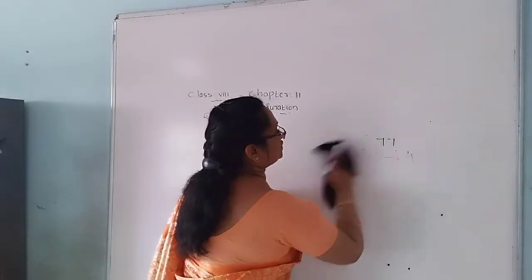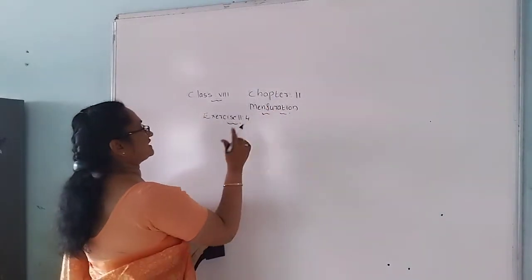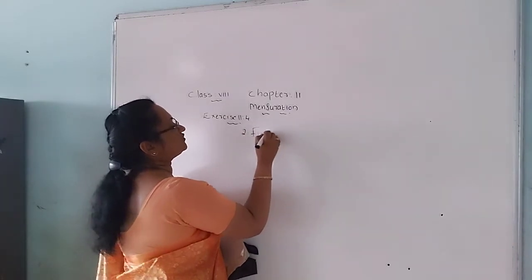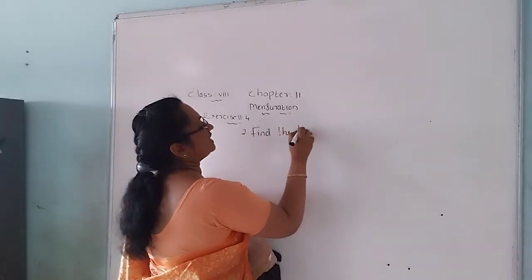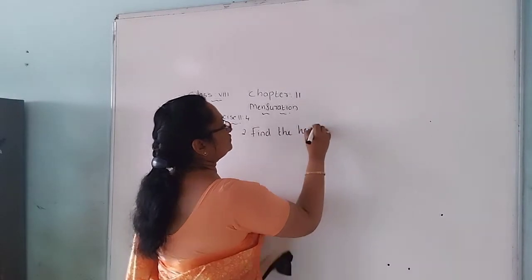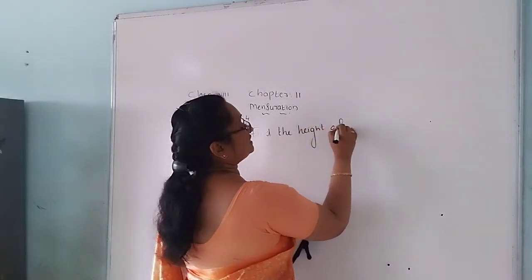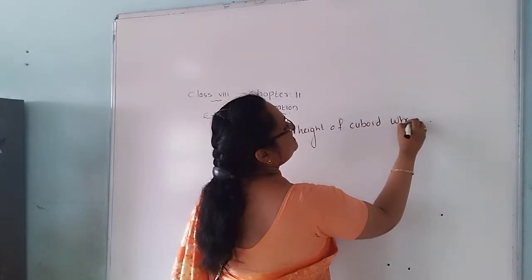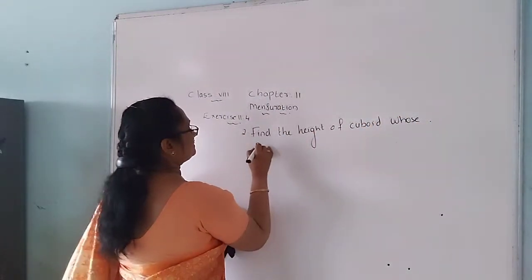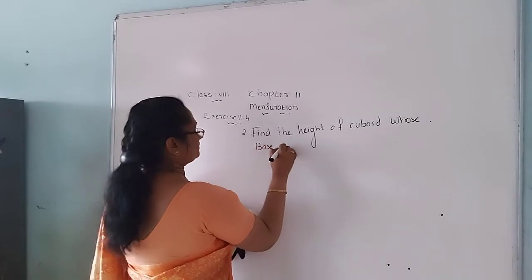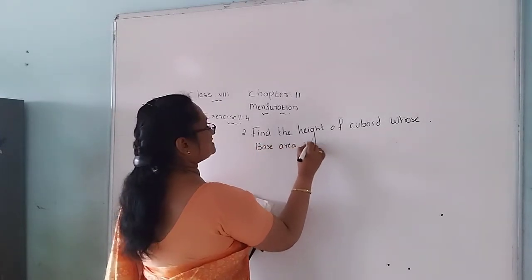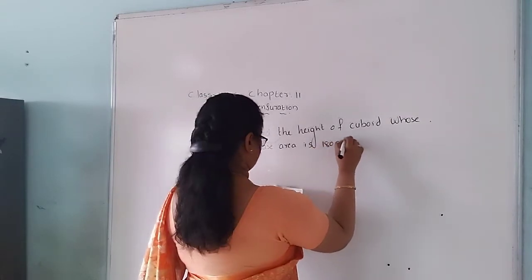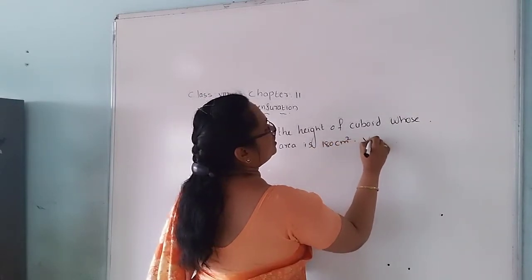In the second question they say: find the height of the cylinder. Find the height of a cylinder, not a cuboid, whose base area is given. The base area is given as 180 centimeter square, and the volume is also given.